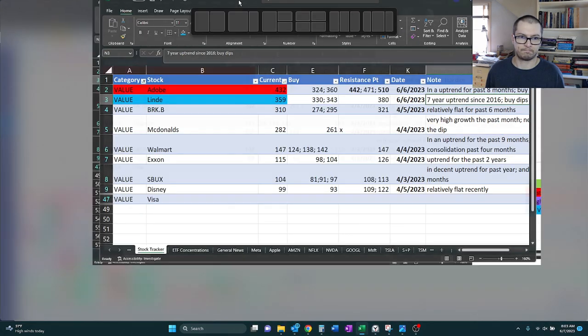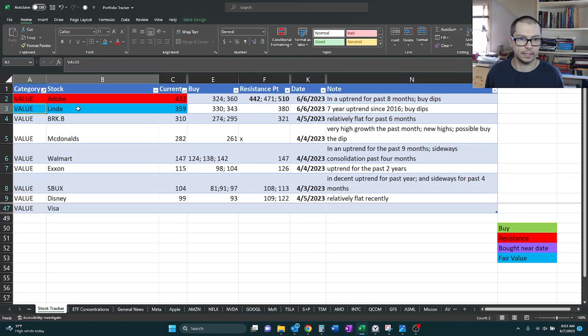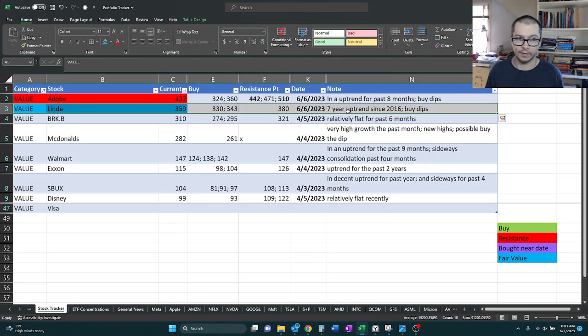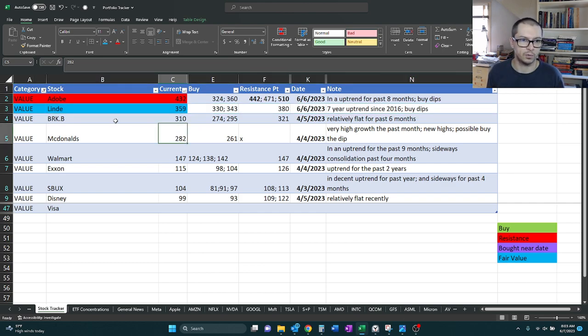So let's do a quick summary here. So Linde, for now I'm giving it this fair value in blue. Currently it's at 359. Buy points at 330, 343. Resistance 380. That would have just been the very peak of the channel this week. That of course would change over time. Updated the date. Noted that it's in the 7-year uptrend since 2016, and to buy the dips. That's my approach at this point.